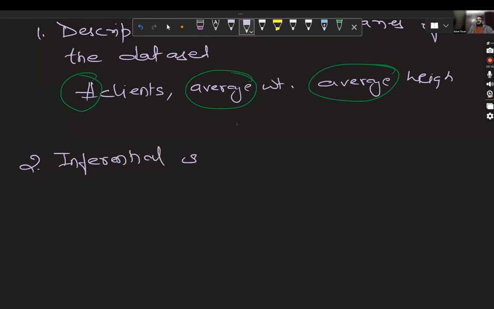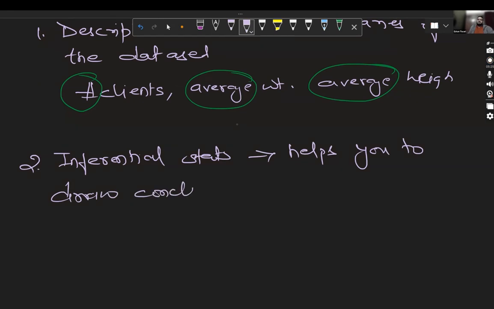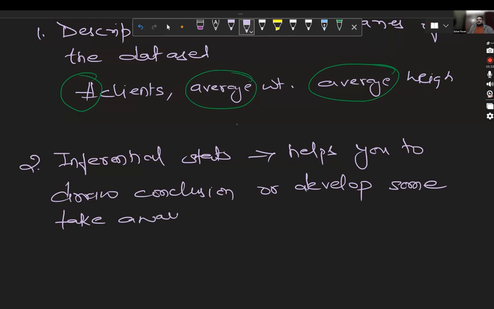So inferential stats helps you to draw conclusions or develop some inferences, takeaways. Okay? So something like, if we saw somebody who is doing cardio, their weight changes by, let's say, 3 kgs.